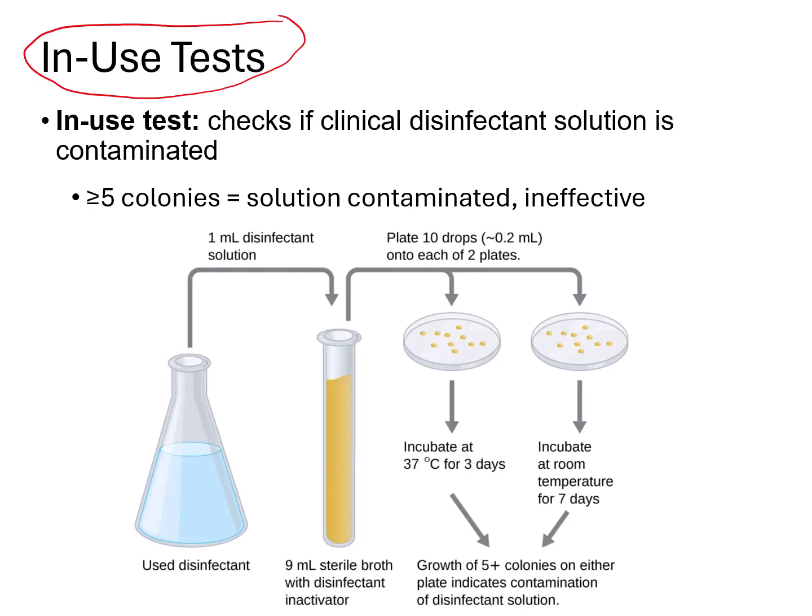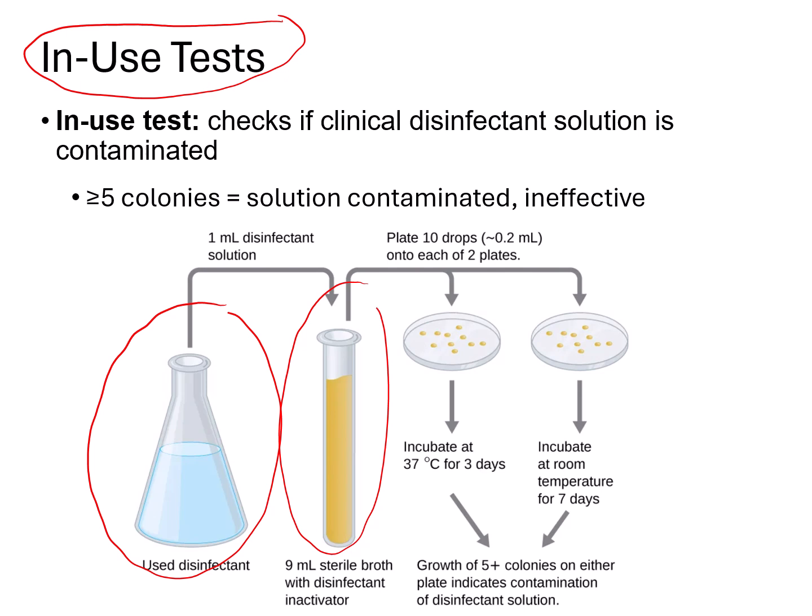The next test is the in-use test. In contrast, this in-use test is performed in clinical environments, and we use it to verify whether a working disinfectant solution is still effective or if it's been contaminated. So what we do is we take a sample of the used disinfectant and we dilute it and plate it onto growth media. If the test yields 5 or more colonies after incubation, then that means the solution is contaminated and ineffective.